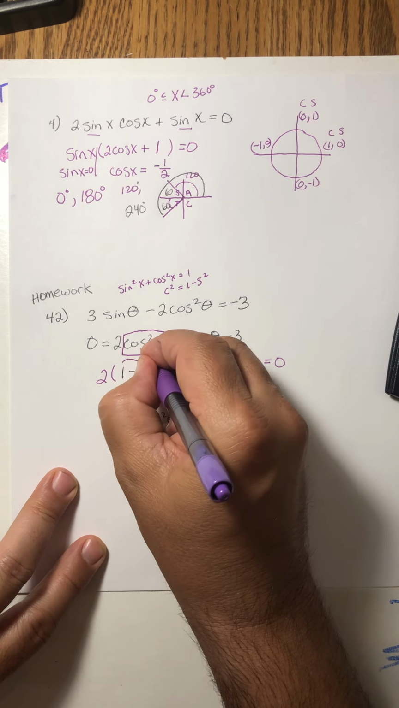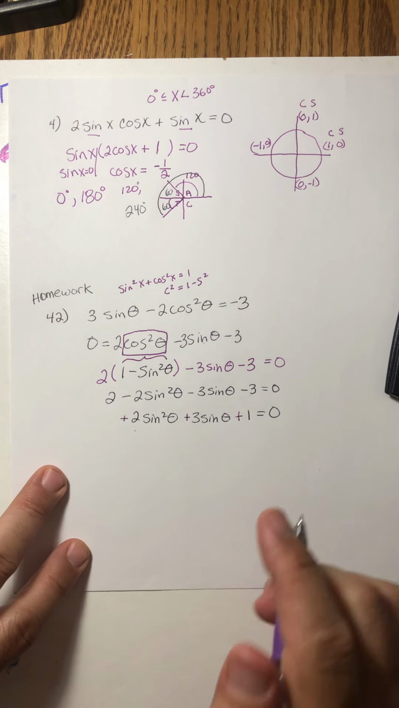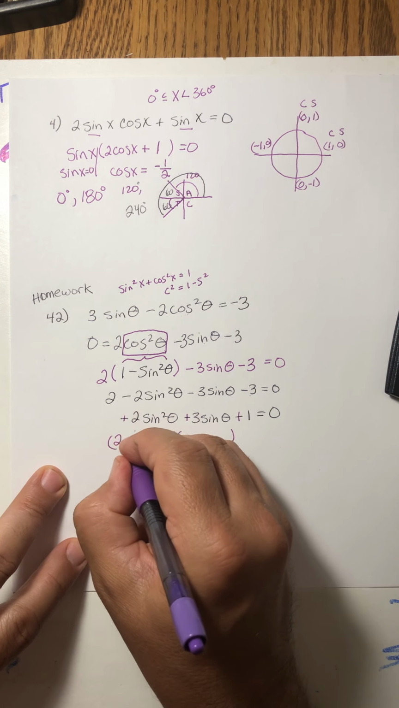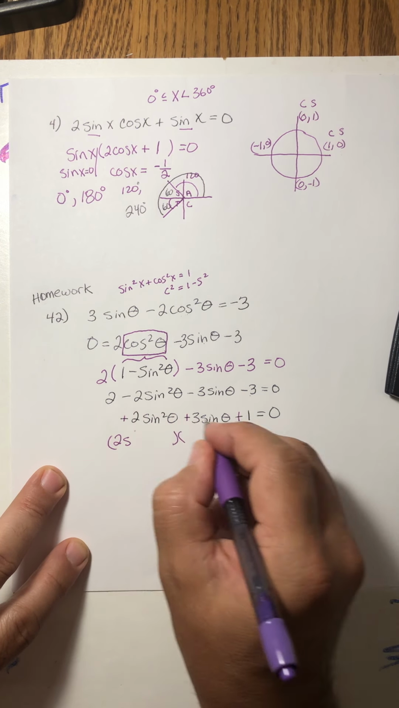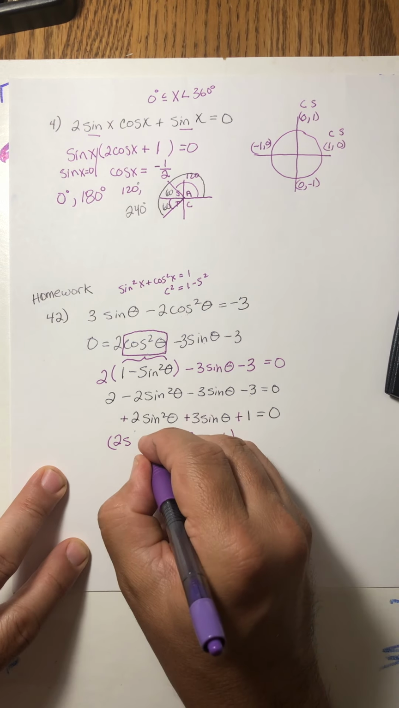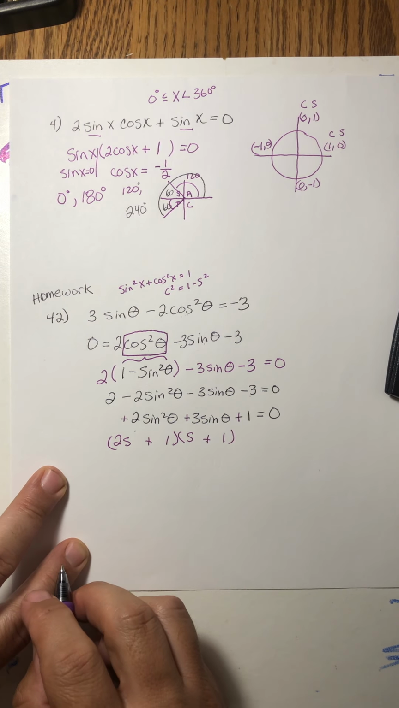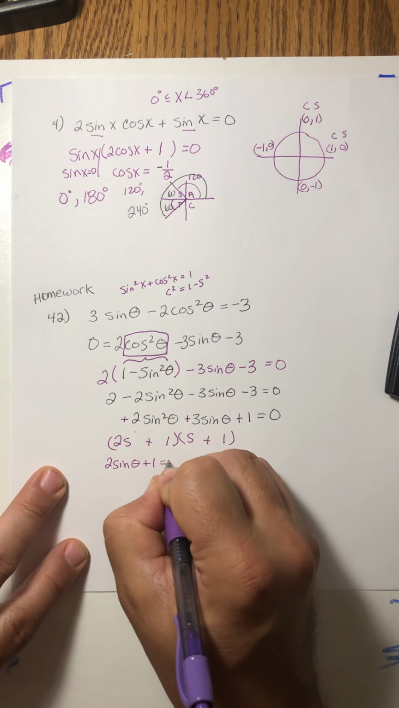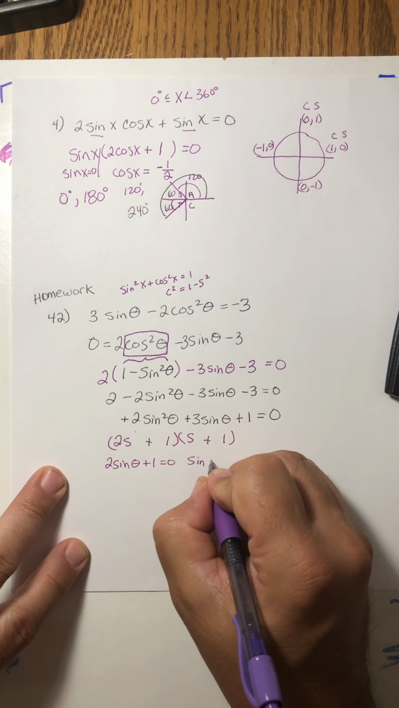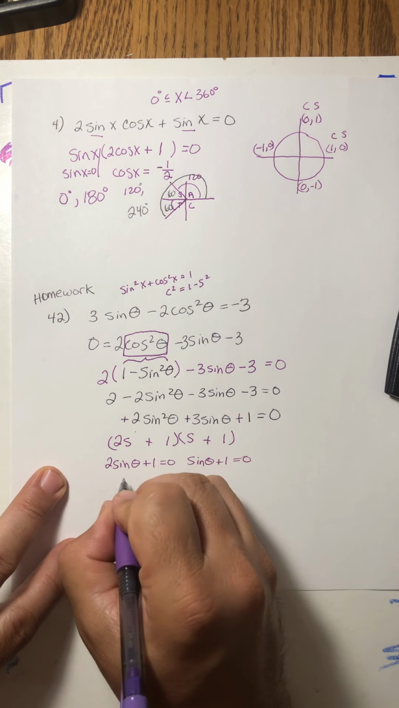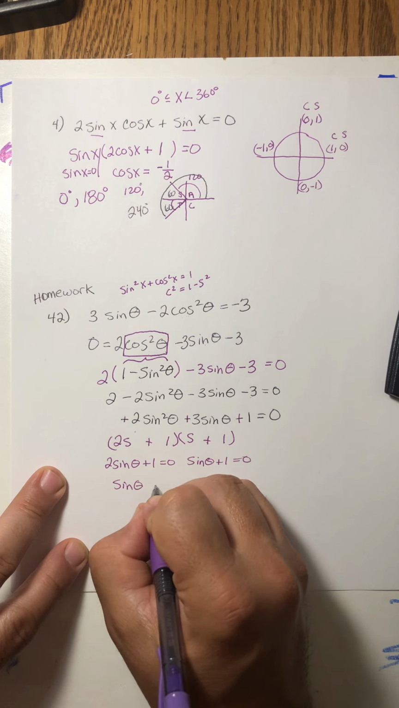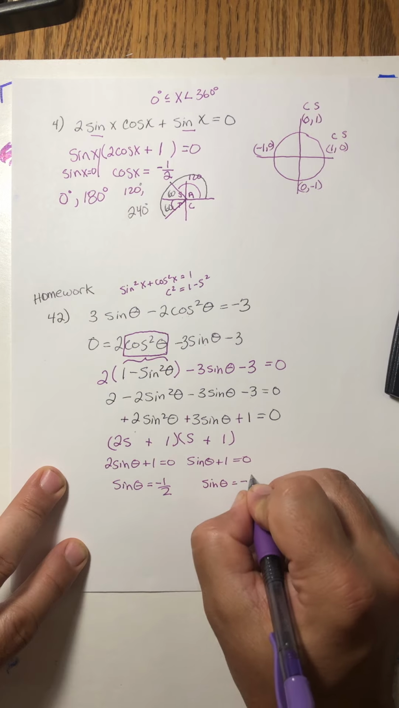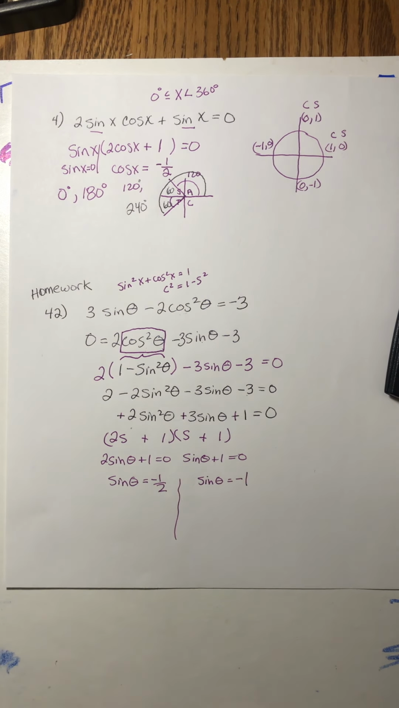Okay. So let me get my factoring done. So I have a 2s and an s, 1 and a 1, plus and a plus. Okay, so I have 2 sine theta plus 1 equals 0, and sine of theta plus 1 equals 0. So sine of theta equals a negative 1/2. Sine of theta equals a negative 1. Okay.